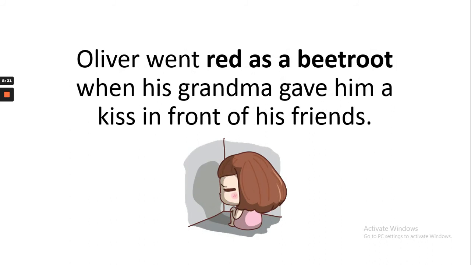Okay, the next one. Oliver went red as a beetroot when his grandma gave him a kiss in front of his friends. Okay, let's just imagine this situation. Oliver is a boy, a guy, and then his grandma kisses him in front of his friends. How would you think Oliver feel? Oliver must have felt embarrassed, malu. Dia rasa malu sebab nenek dia tiba-tiba pergi cium dia dekat depan kawan-kawan. Alamak, tak cool lagi lah, tak macho lagi sebab kena cium. Okay, so red as a beetroot actually expresses embarrassment, sesuatu yang memalukan.